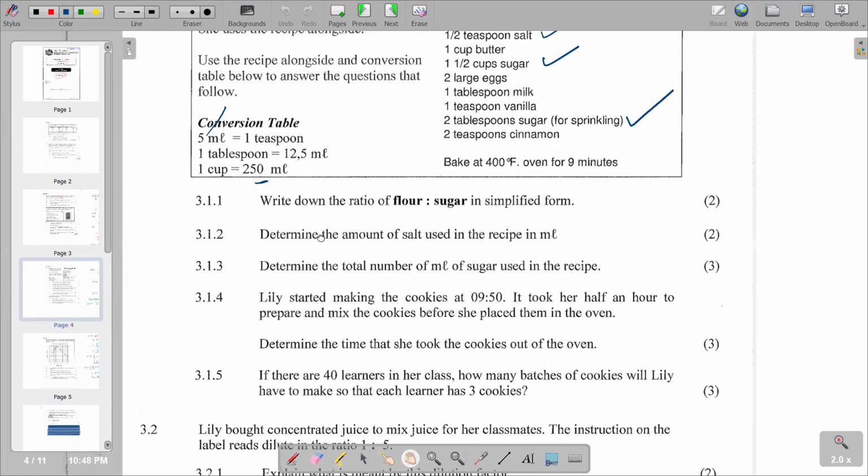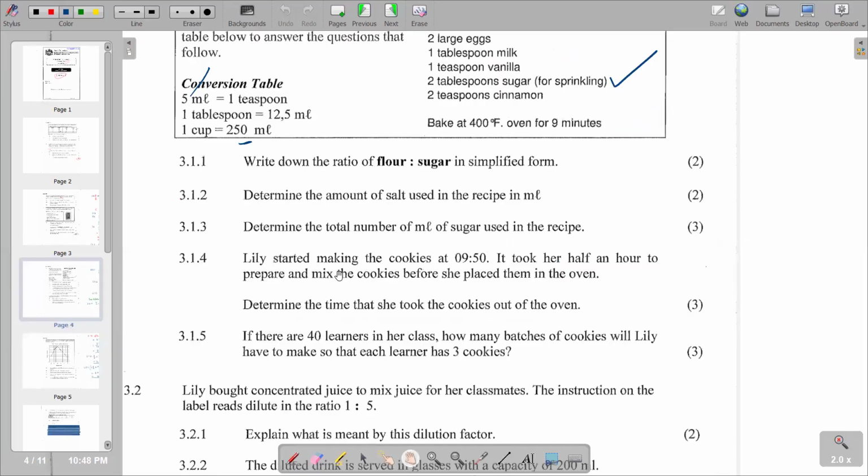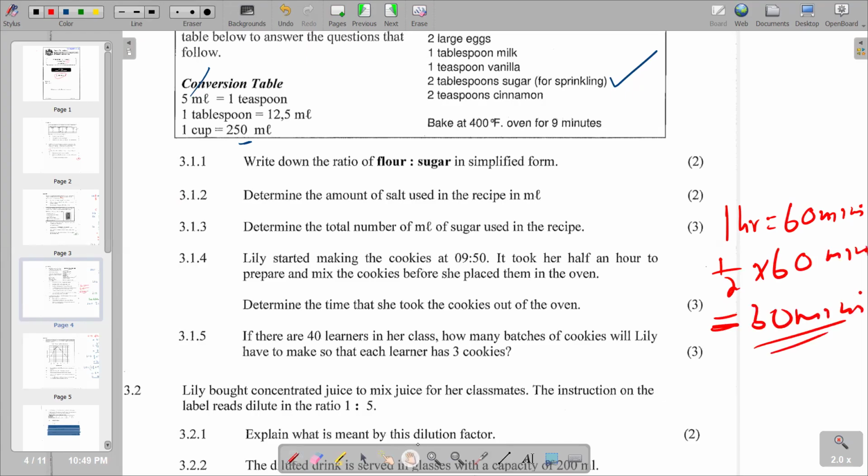We have got question 3.1.4, which is saying Lily started making the cookies at 09:50. It took half an hour to prepare and mix the cookies before she placed them in the oven. Determine the time that she took the cookies out of the oven. So obviously we've got the starting time being 09:50, and then we've got half an hour representing the preparation time. Half an hour is 30 minutes, so this is the preparation time.